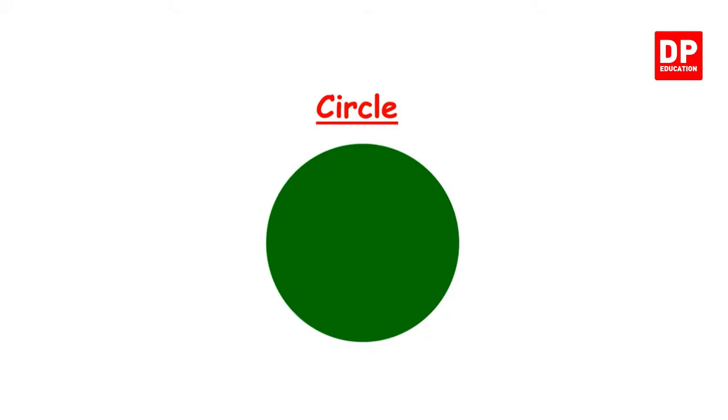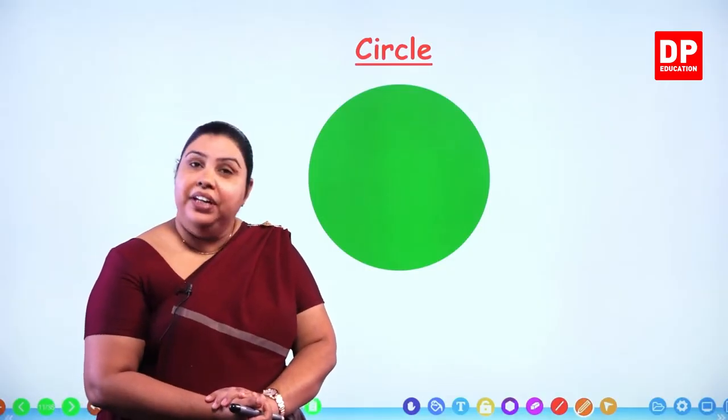Next one. Next is the circle. We have a beautiful, clear, green circle.